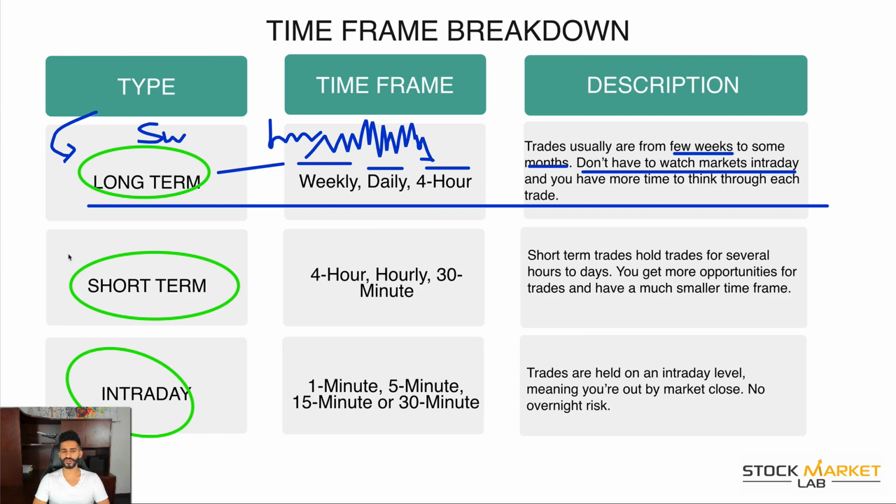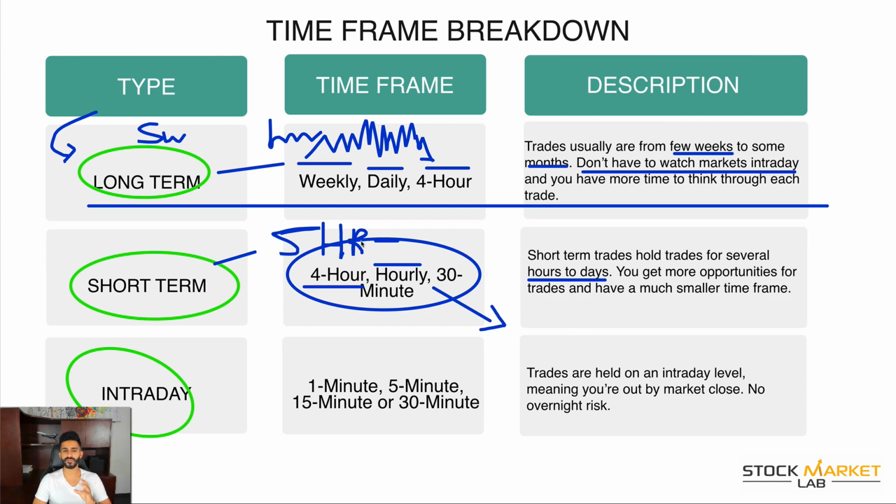Let's say you're a short-term trader, right? Short-term trader where you're holding a trade from a few hours to a few days, right? So sometimes your trade could be 5 hours, sometimes your trade could be 5 days, sometimes it could be 2-3 weeks, right? As a short-term trader, you're using the 4-hour, the hourly, the 30-minute. You're not going into like the minute or the 5-minute. You're kind of in the middle. This is your bread and butter. This is the main chart you're kind of focused on.